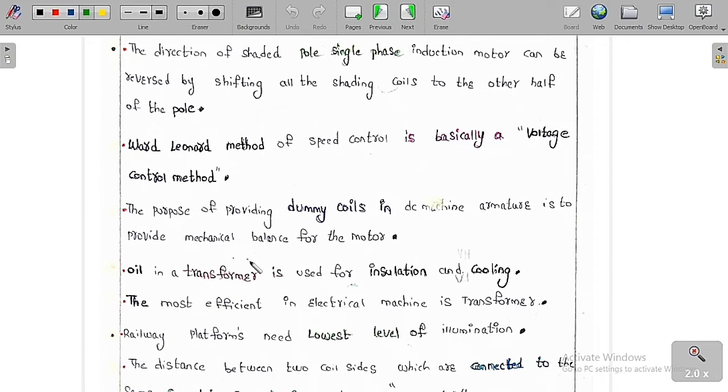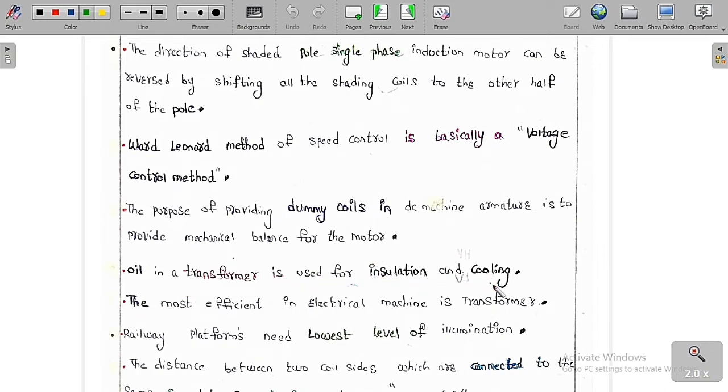Whatever commutator segments you may not take for, because of this, there is an unbalance. So if you want to make a balance, you have to keep extra dummy coils. It is not connected to any winding, we have just kept it for the balance purpose only. The purpose of providing the dummy coils in a DC machine armature is to provide the mechanical balance for the motor.